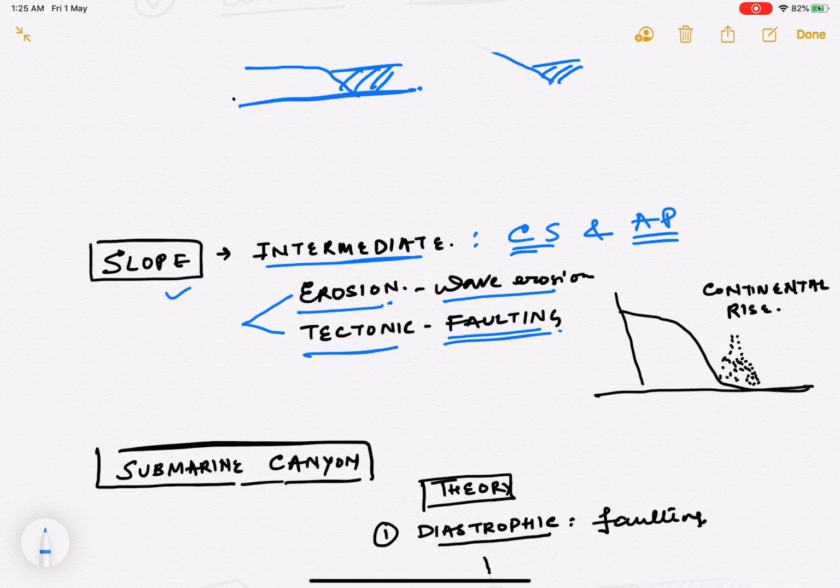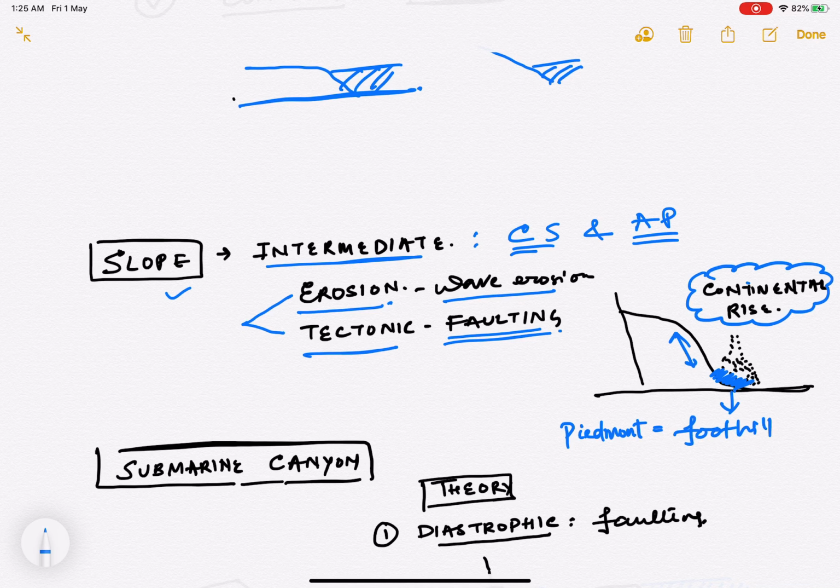Now this continental slope, at the bottom, is called the piedmont of the continental slope. What is the piedmont? Piedmont is nothing but your foothill. At this foothill, we can find your continental rise.